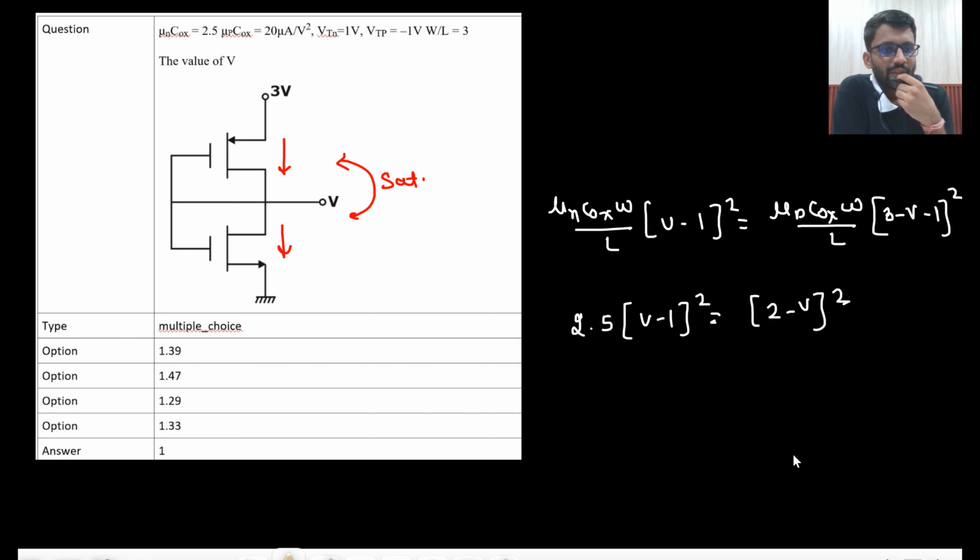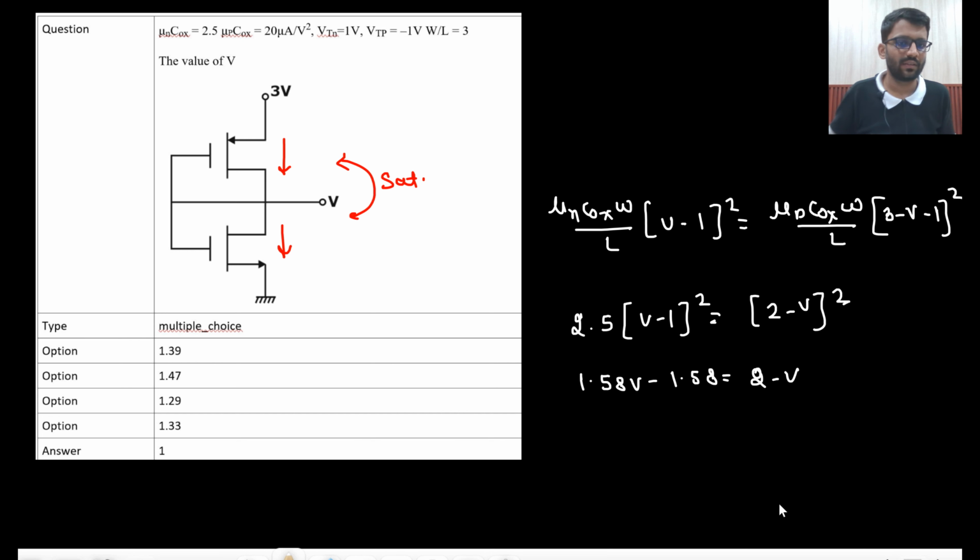Tell me one thing, will the V value be positive or negative? It will be positive. So I can take the root. So 2.5 under root is 1.58. So 1.58 V minus 1.58 is equal to 2 minus V. I am taking the under root without the negative sign because the V value will be positive. So V would come here. So 2.58 V is equal to 3.58. So V value I can get from here, 3.58 plus 1, reciprocal into 3.58, which is 1.38.